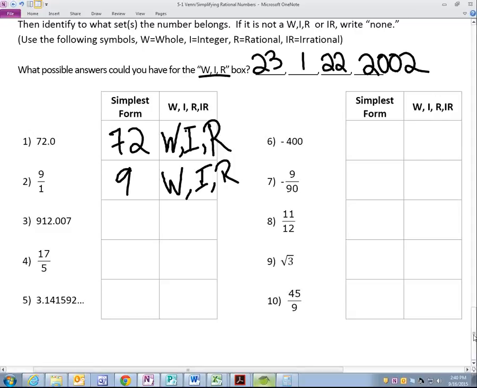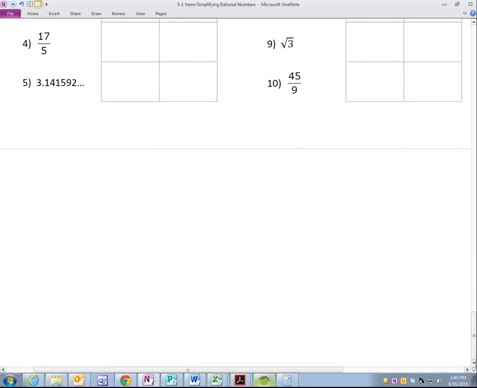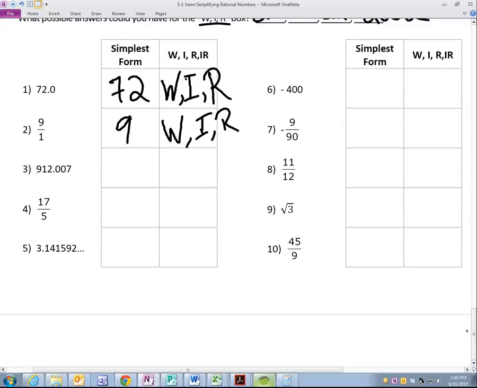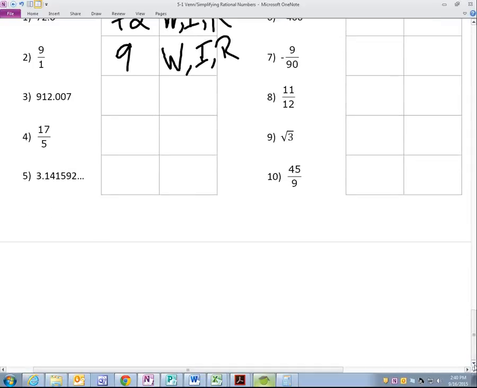Next we have 912 and 7 thousandths. Is it in simplest form? Yes, it is. Is it a whole number? No. It's got 7 thousandths there. Is it an integer? No. Can you write it as a fraction? Actually, you can. You can write it as a fraction, which means it's rational.